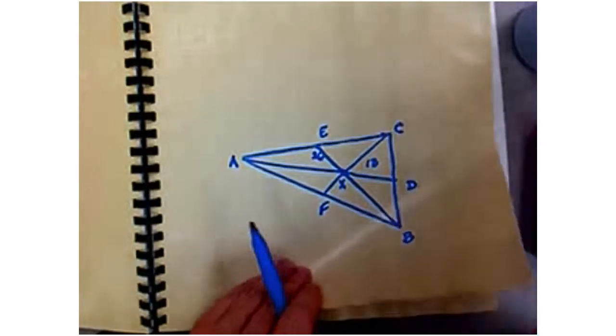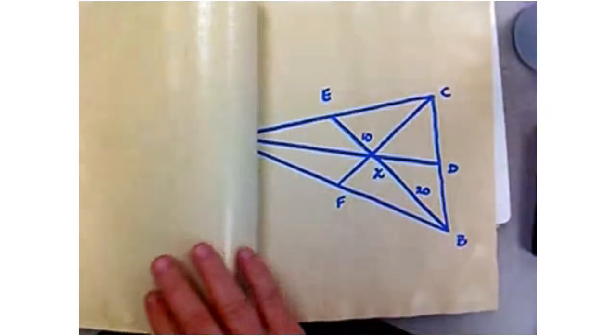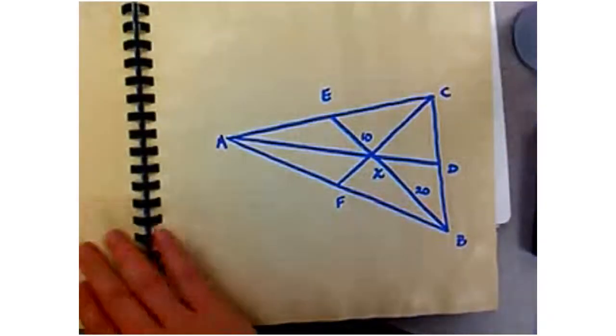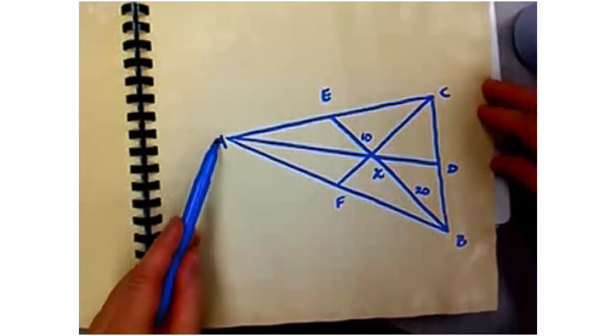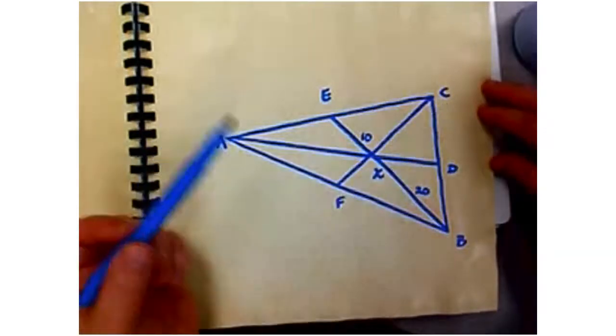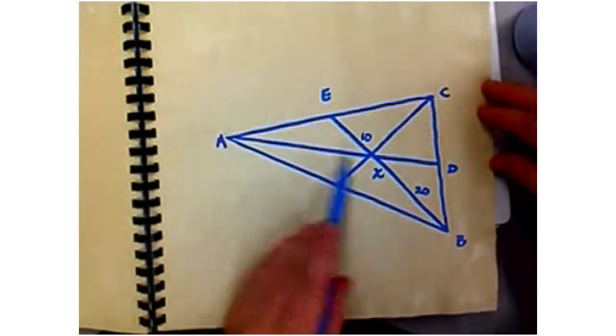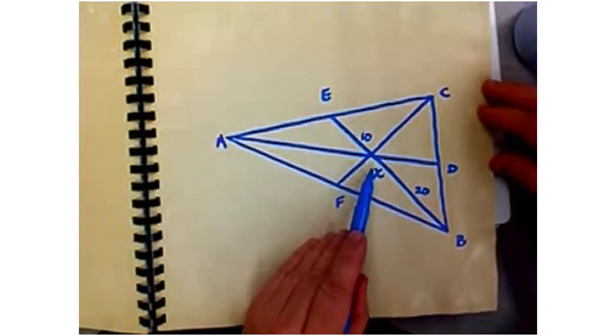The next 2 drawings show the other medians and their relationship. The drawings get a little bit bigger, but just ignore the size. We have triangle ABC again with 3 medians going through the midst of our triangle and intersecting at a centroid point X.